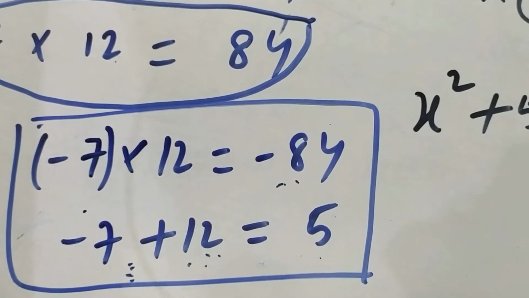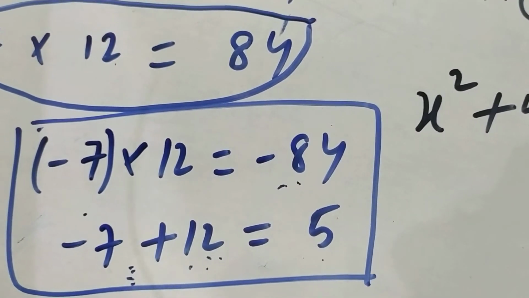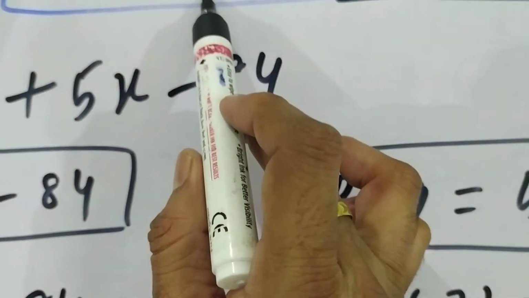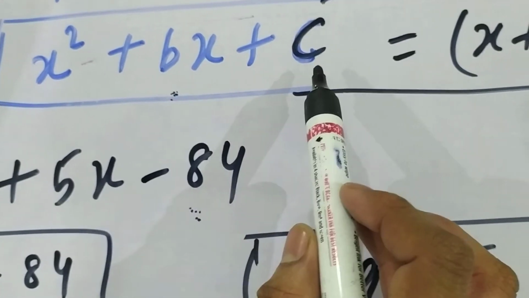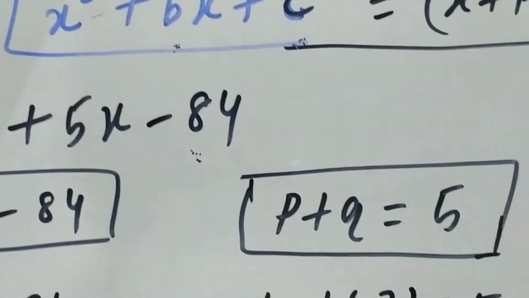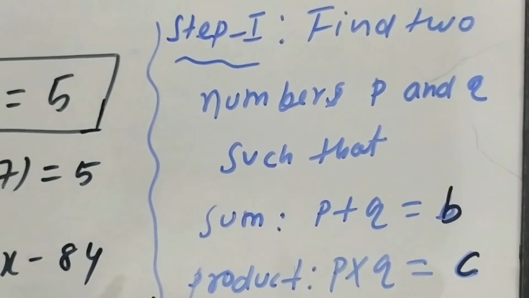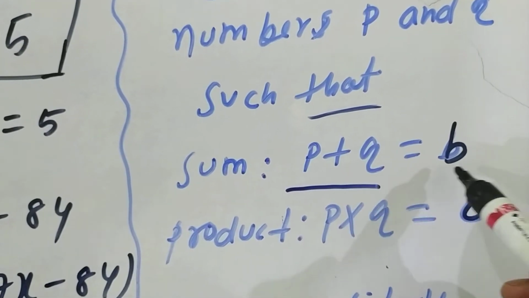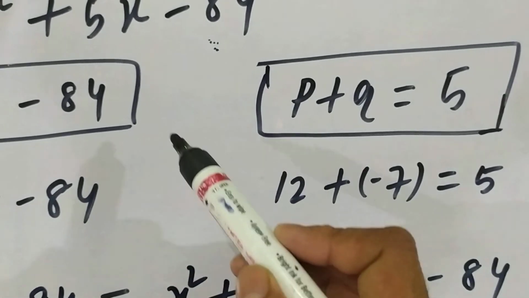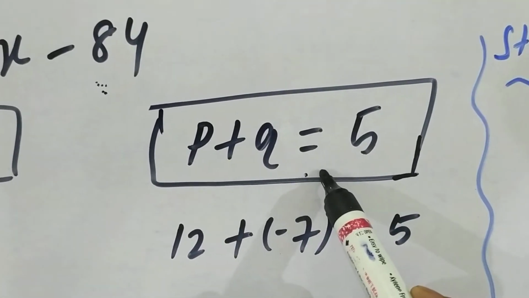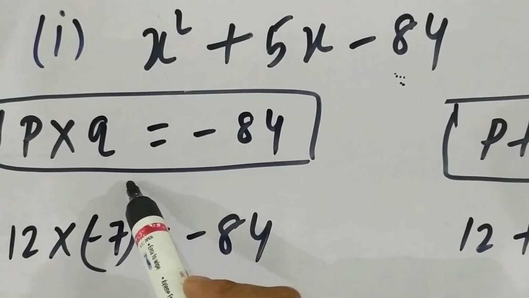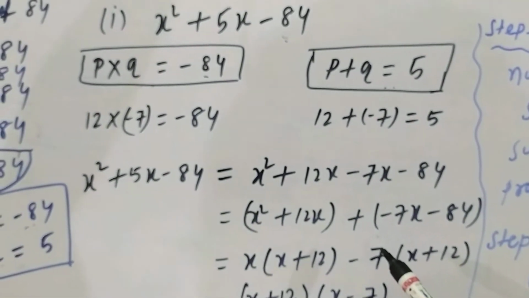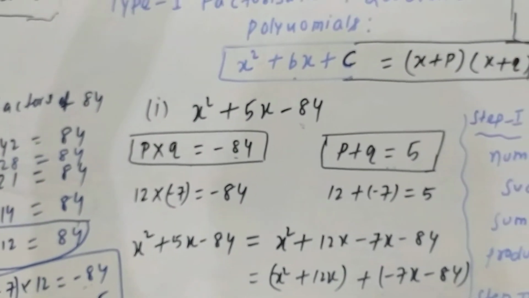So dear students, we need two numbers such that the sum is the coefficient b and the product is the constant. Step 1, again I am repeating: find two numbers such that the sum p plus q equals b, which is 5, and p into q equals minus 84. So dear students, see the calculation. See carefully what steps we have done.